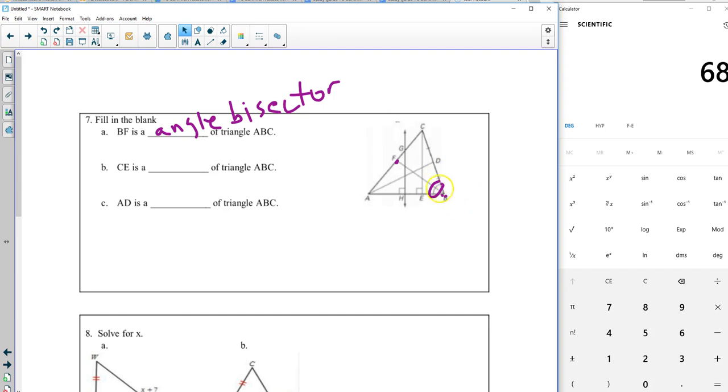It's a line that cuts an angle, one of the corners, in half. So then therefore, it's an angle bisector. CE is an altitude, or the height of the triangle. And AD is a median because it goes from the corner to the middle of the other side, the midpoint of the other side. So this is a median.